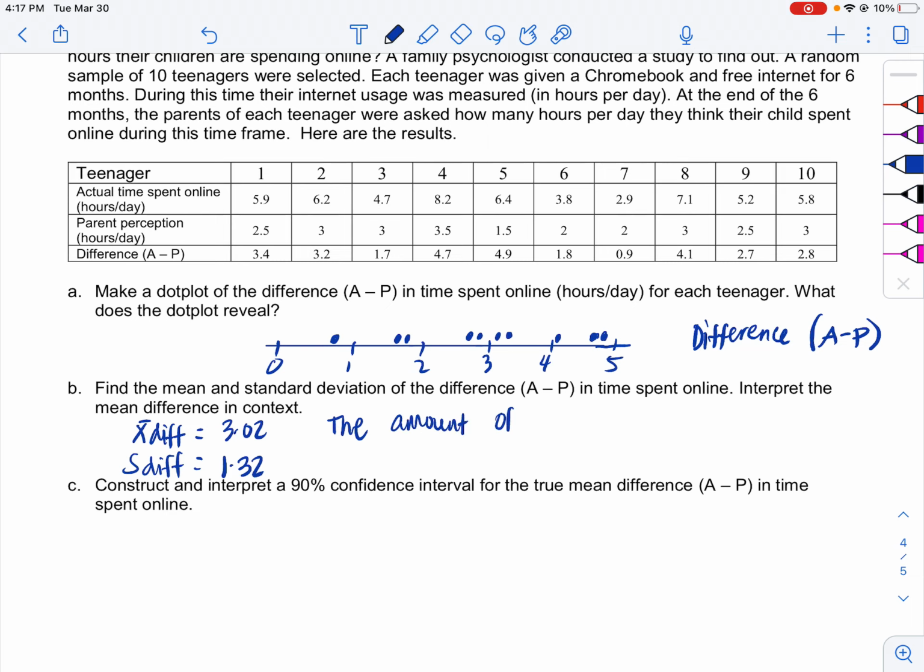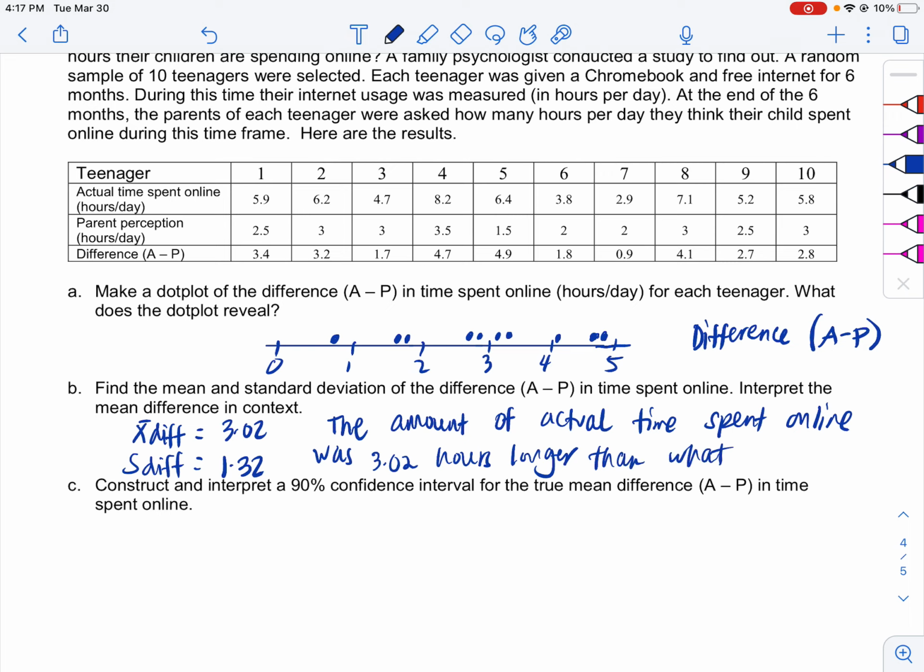The amount of actual time spent online was 3.02 hours longer than what parents thought, on average. I think I forgot the word, so I'll just insert that in there. Okay, there you go.